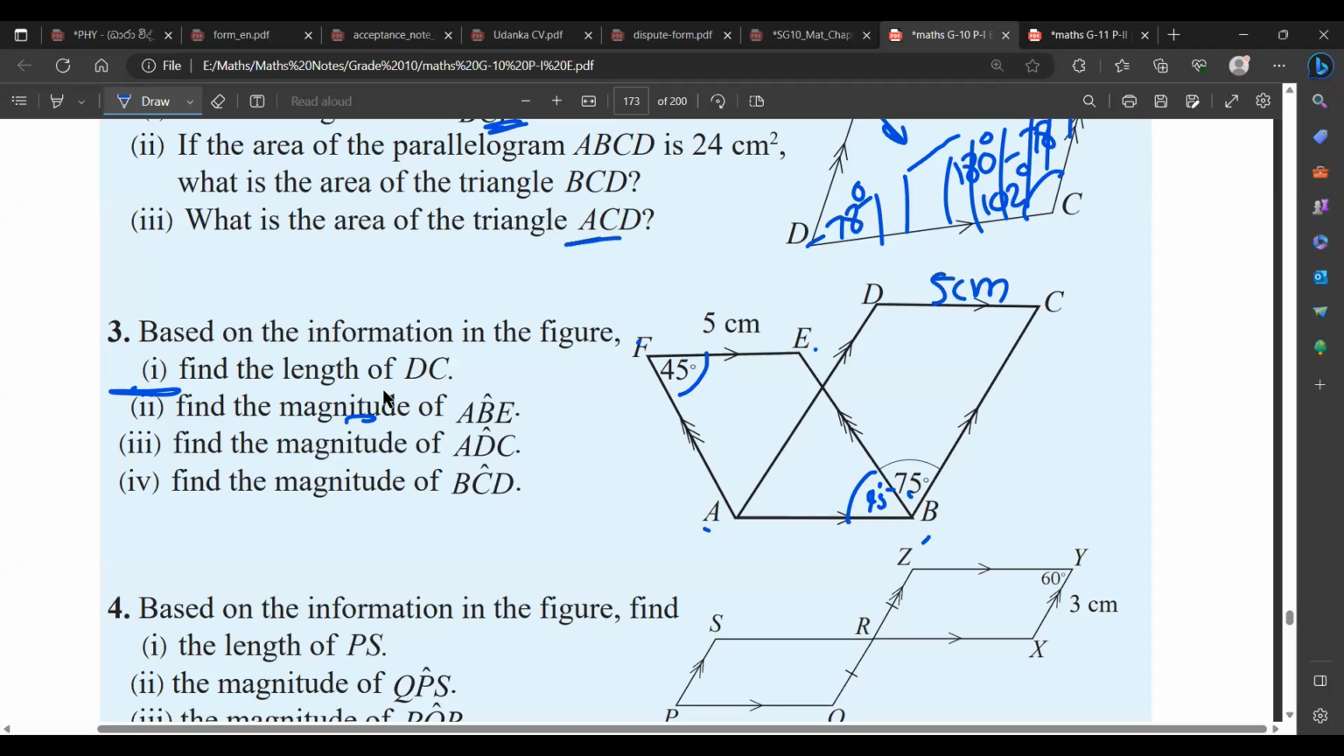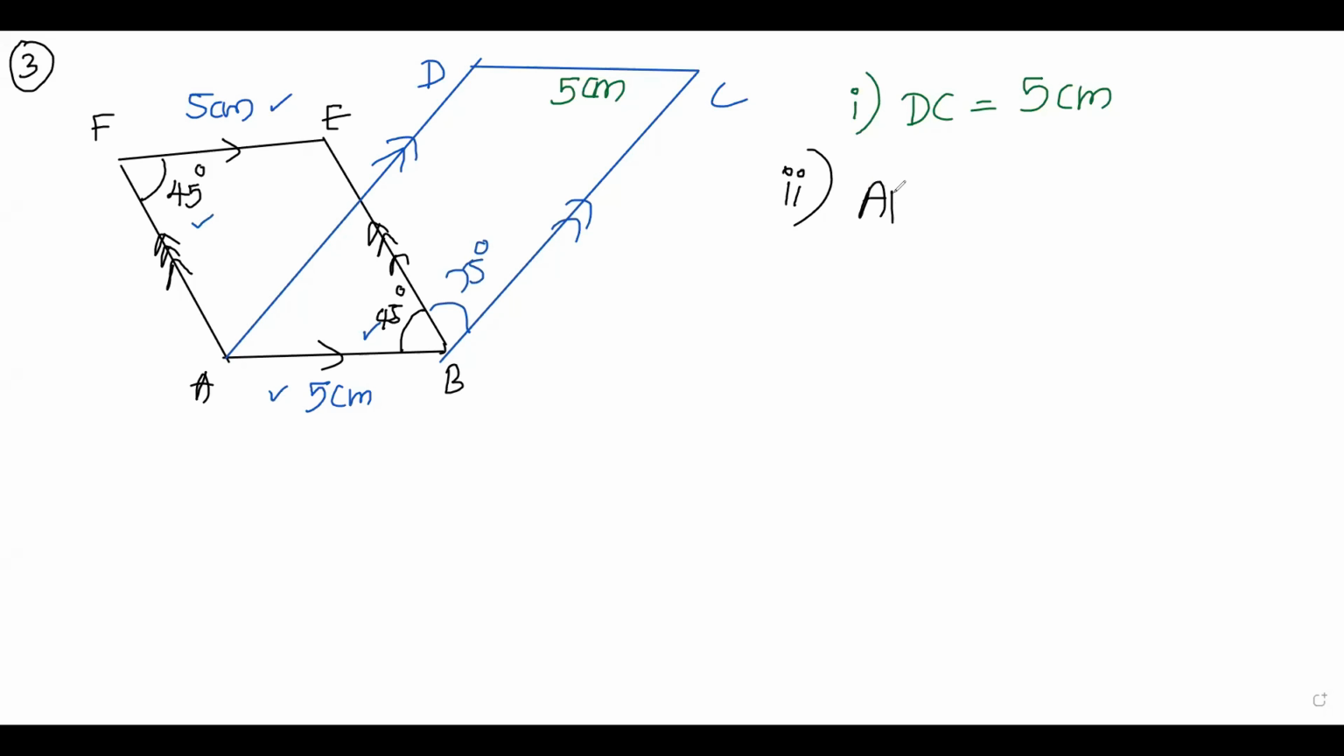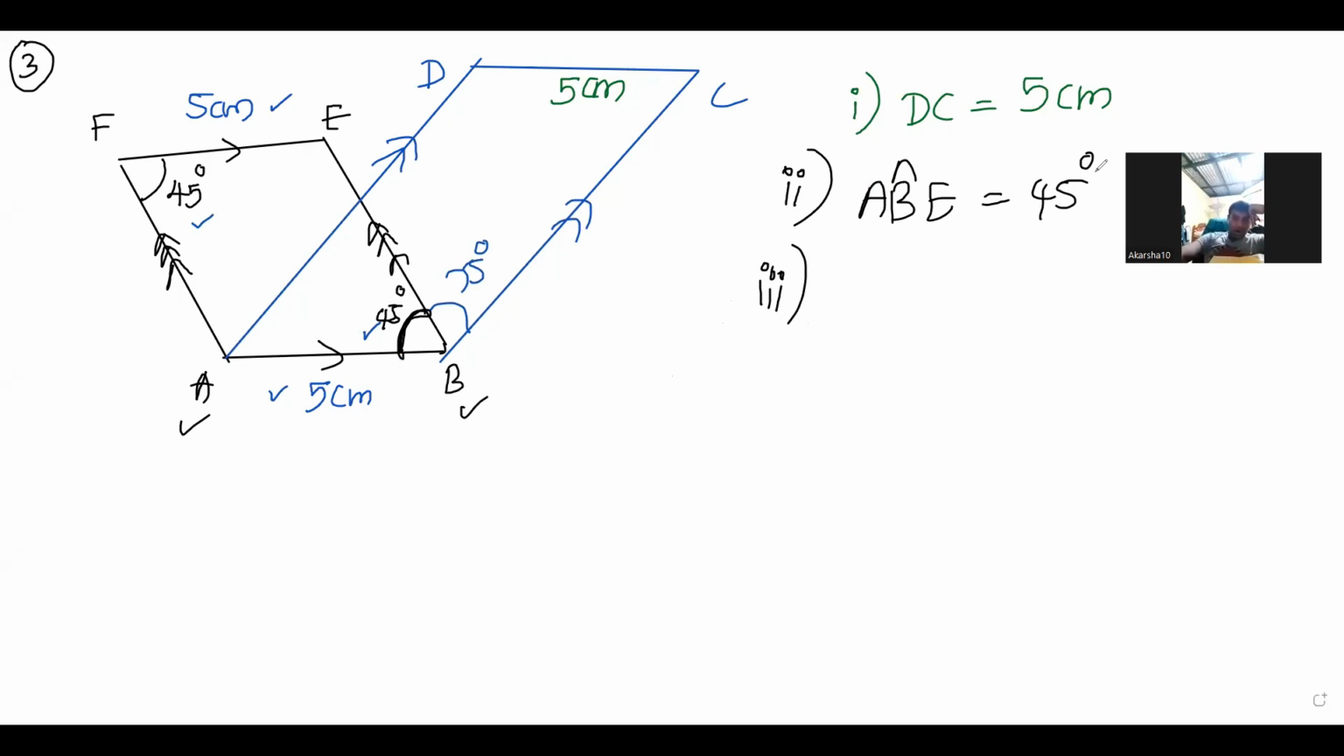And next they ask, find the magnitude of ABE. Show me, A, B, and E. Find the magnitude. You know this one and this one. In a parallelogram, opposite angles are also equal. So you can write ABE. What is ABE, this one? They are asking this one. It should be 45, because opposite angles should be equal there. In a parallelogram, opposite angles should be equal.